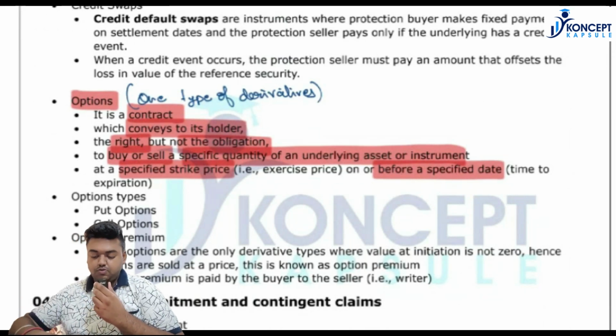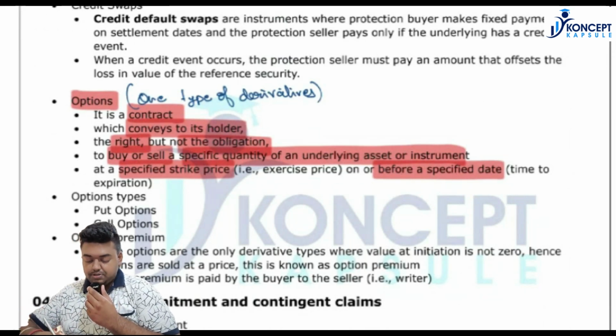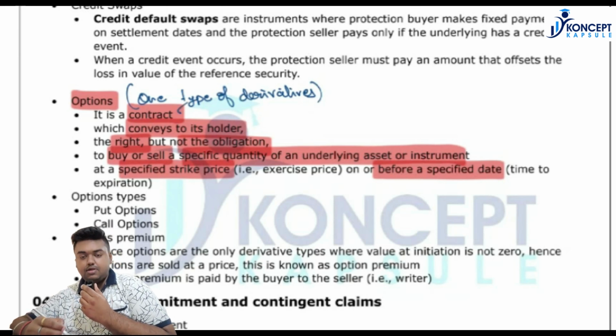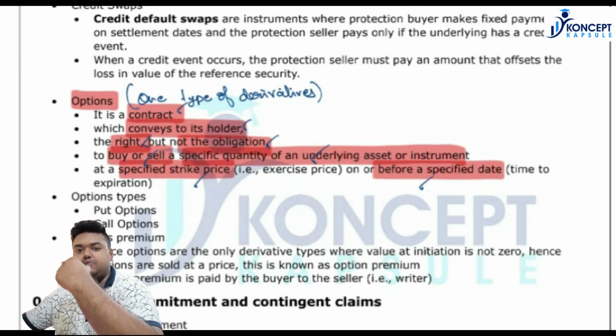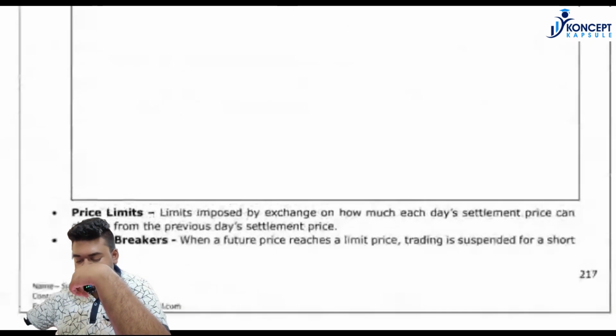So, we will repeat what is said here. Options are nothing but contracts that convey to the holder the right but not an obligation to buy or sell a specific underlying at a specific price at a specific time. Now let us take an example.